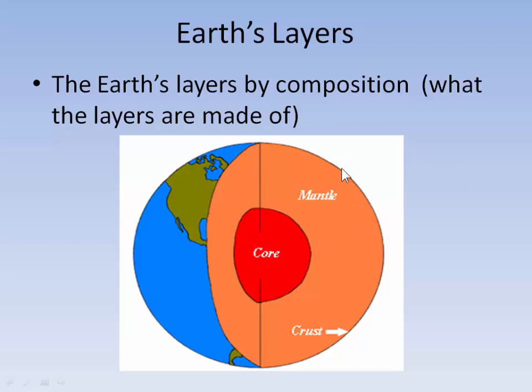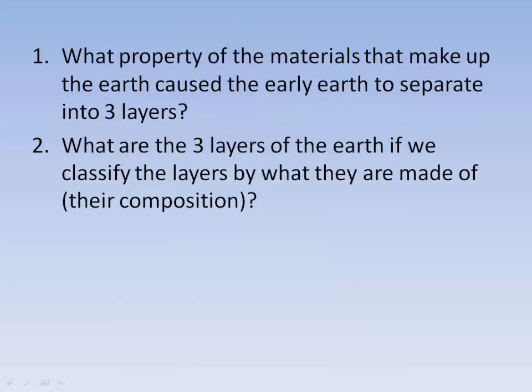There's a thin outer solid crust. Then there's the mantle. The outer crust is the lightest rocks. The mantle is heavier, denser rocks. And the core is made out of nickel and iron, the densest of all.